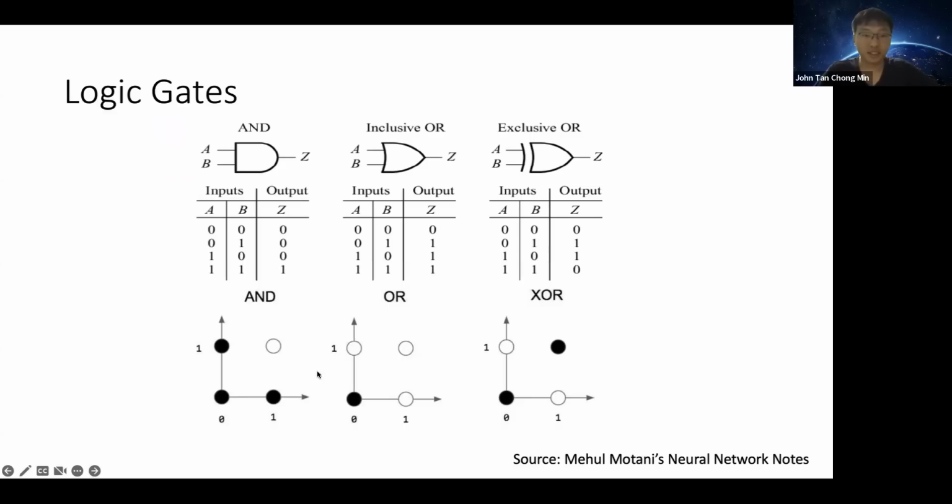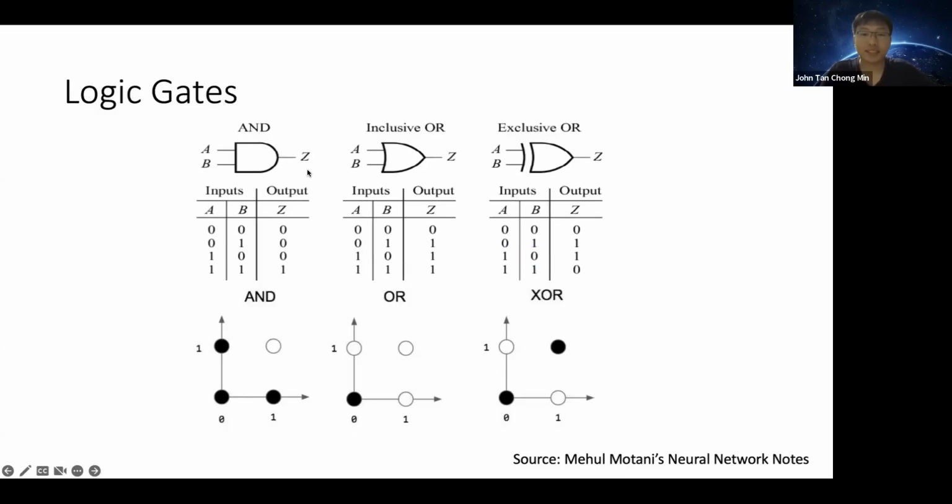So let us just look at these logic gates here. This is an AND. If the inputs A and B are positive, like 1, then the output is 1. Inclusive OR, you can see that if either one is positive, then the output is positive. Exclusive OR is when only the 2 bits are of different parity, 0 and 1 or 1 and 0, then the output is 1. So this is how it looks.